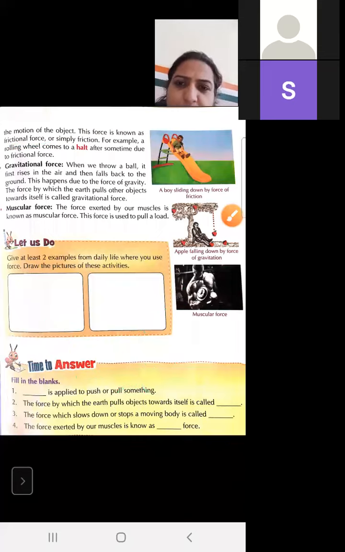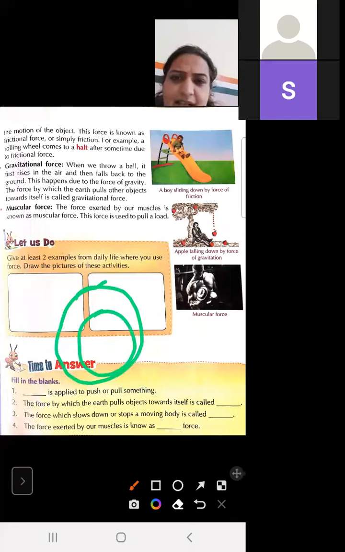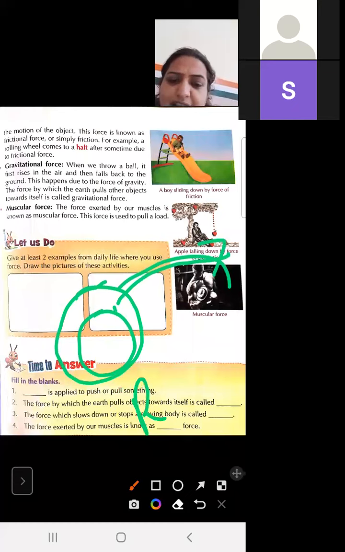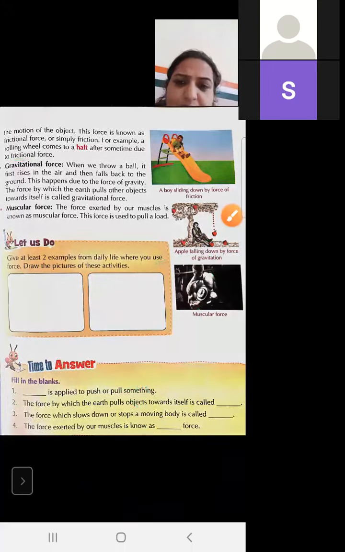For example, a rolling wheel comes to halt after some time due to frictional force. Suppose there is a wheel and this comes to rest after some time. अगर कोई भी wheel है चलता चलता रुक जाएगा, वो क्यों रुक जाएगा? This will stop due to frictional force. कोई भी ऑब्जेक्ट अगर रुक रहा है वो किसकी वजह से रुक रहा है? ड्यू टू फ्रिक्शनल फोर्स.